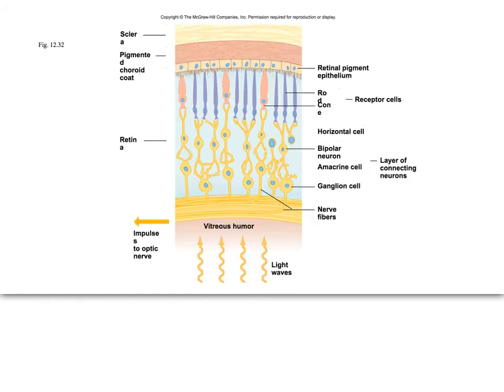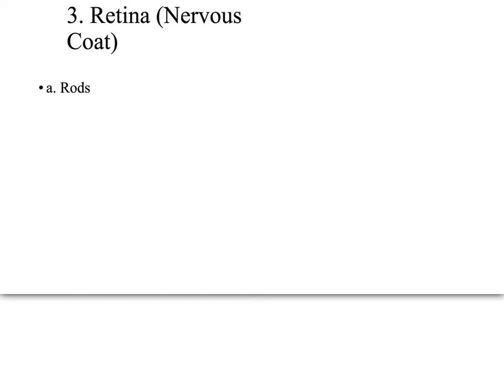Now the inner layer of the eye is going to be the retina, and in your notes it says that's the nervous coat. So we mentioned that it contains the photoreceptors, which are going to be your rods and your cones. And they're just named based on their overall shape. So we're going to take a quick tour of the rods and the cones and then move on to new material.